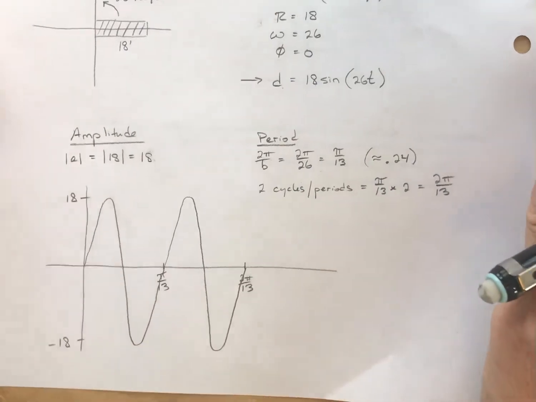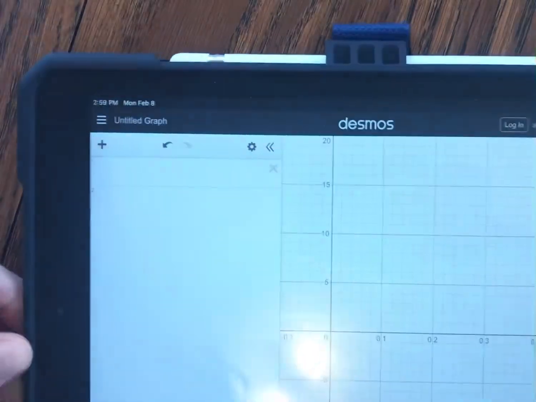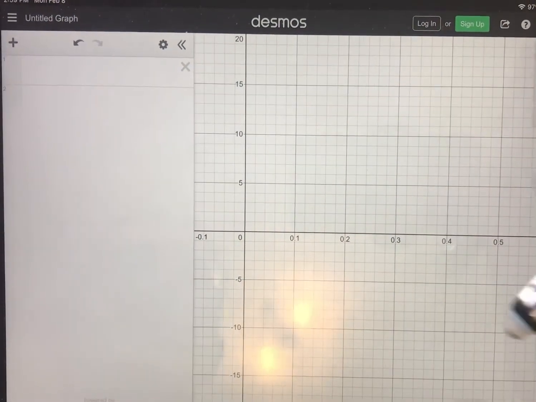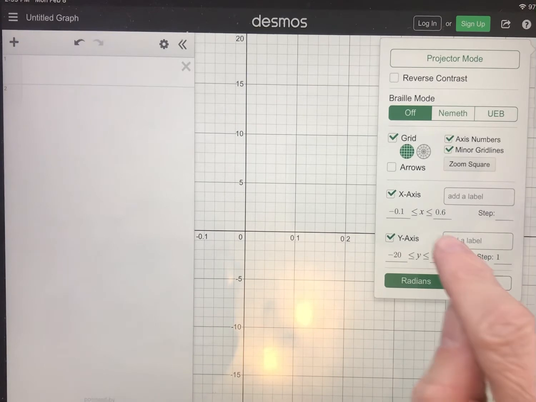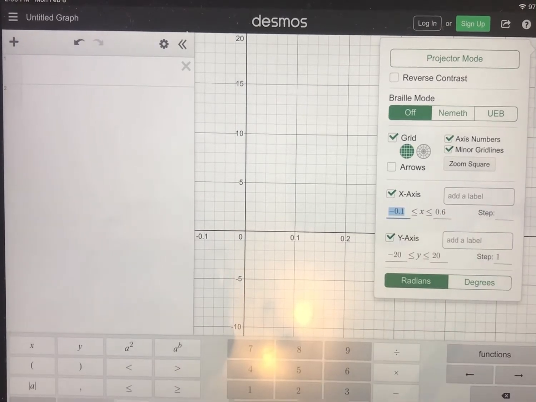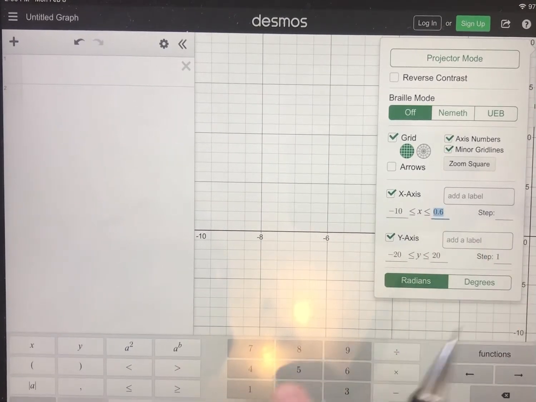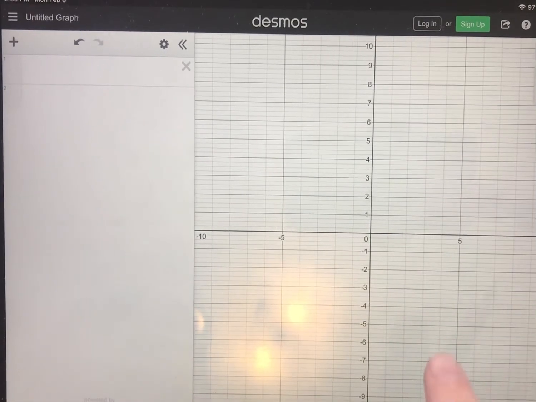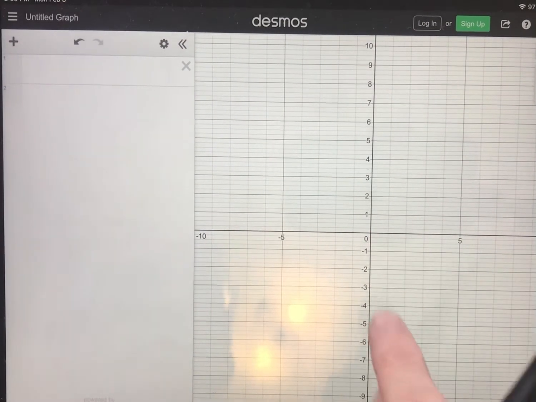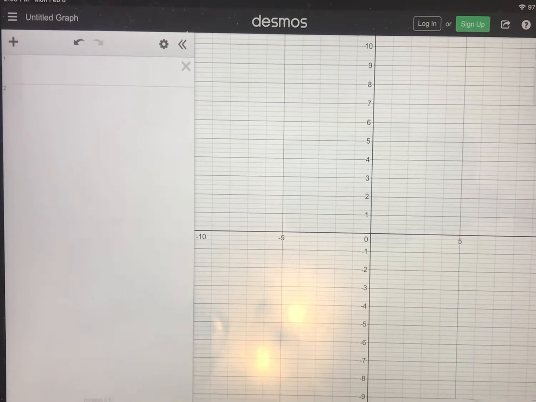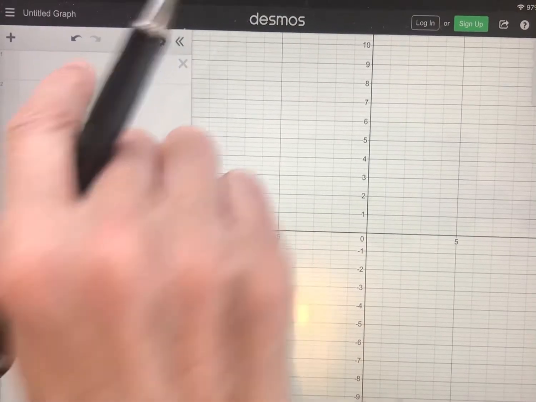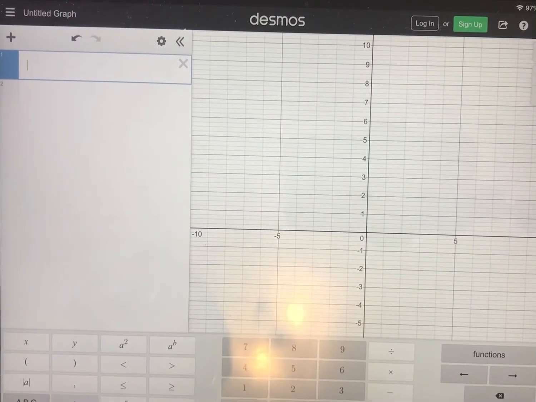Okay, let's take a look at that on Desmos. I set up my Desmos earlier, so I'm going to need to unset it. Let me go to the home screen. Okay, so I'm in the home. I want to do it from the beginning. I was practicing earlier. So let's put in this equation.